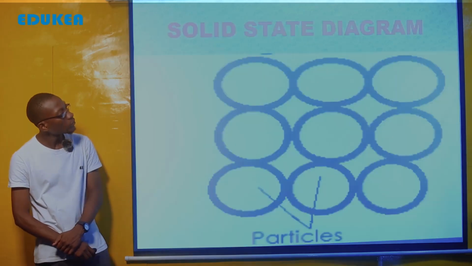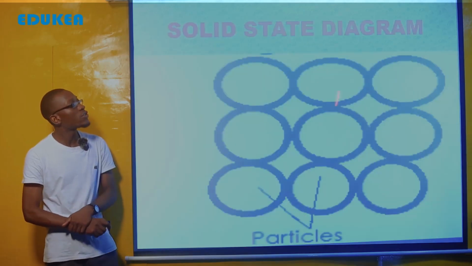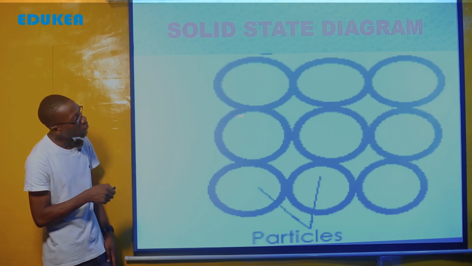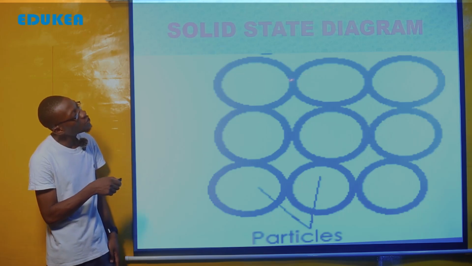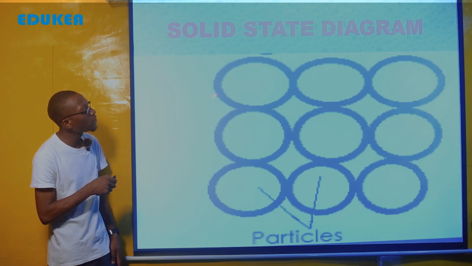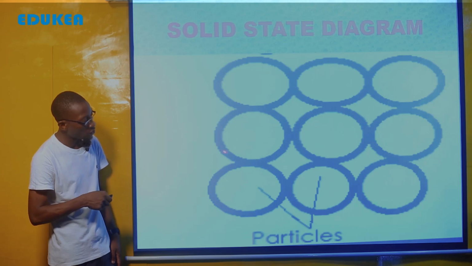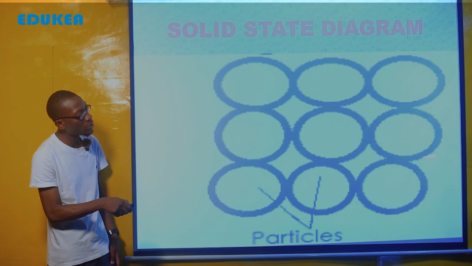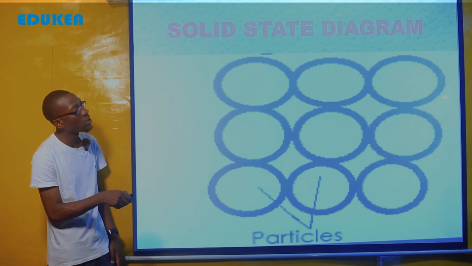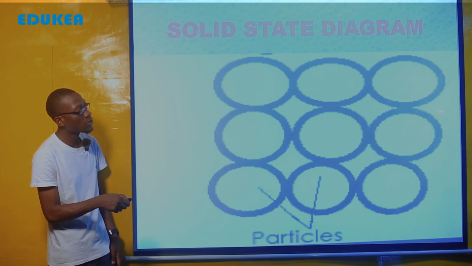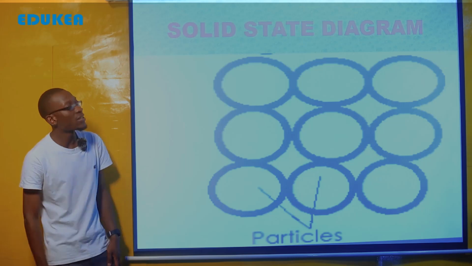You can see the solid state diagram or solid state structure. Here are the particles. These particles are attached to one another. So particle 1 is attached to another particle, and that is attached to another particle, and so on. So you can see the particles are being attached. That is a solid state diagram.